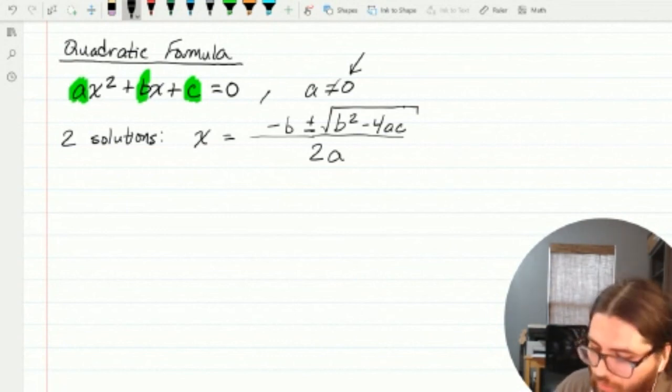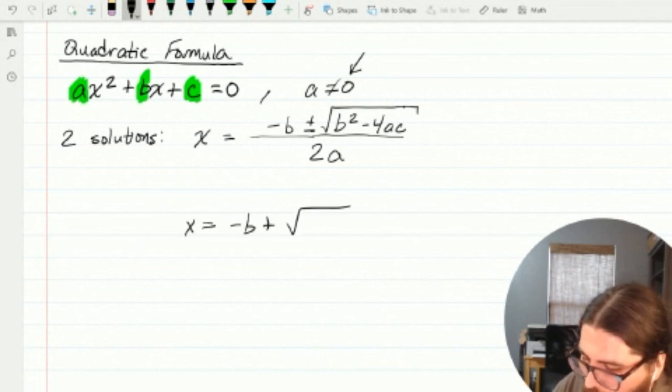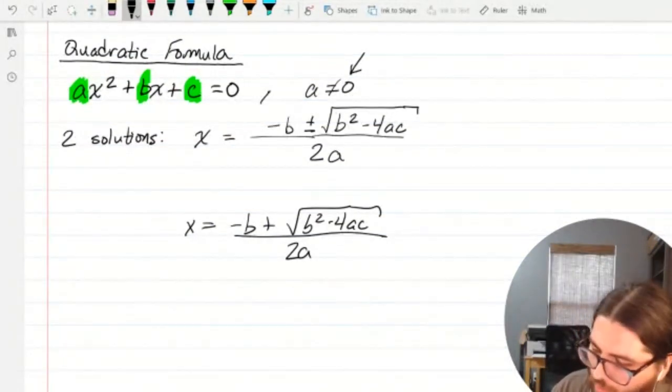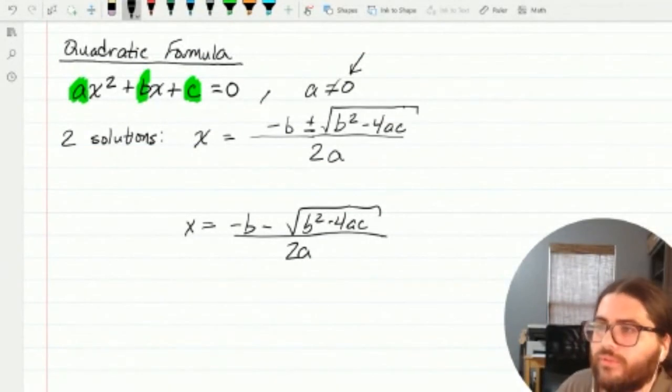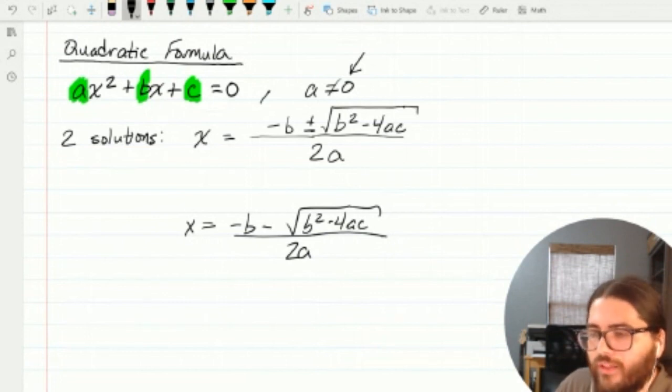I use the plus or minus symbol to write it as one solution set, but the plus one solution and the minus one are different solutions. The minus one will be farther to the left on the number line. The plus one will be farther to the right on the number line. That gives me 2 different solutions.